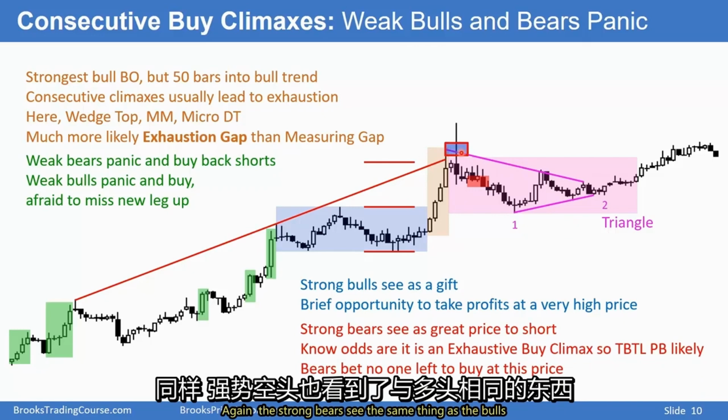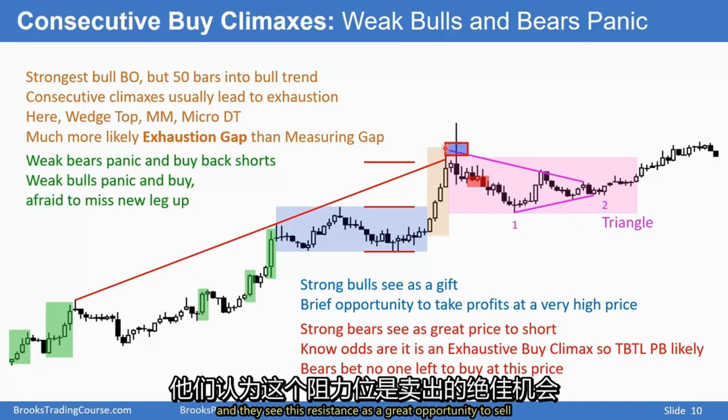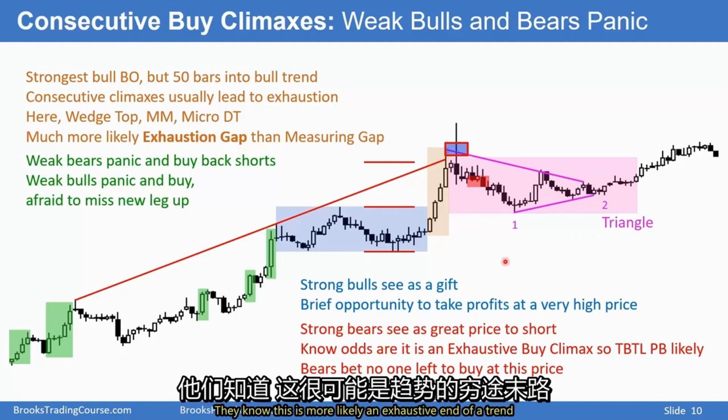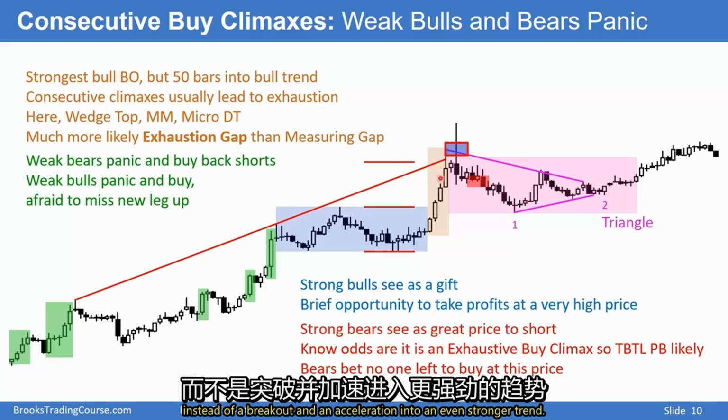Again, the strong bears see the same thing as the bulls, and they see this resistance as a great opportunity to sell, at least for a scalp, maybe for a swing. They know this is more likely an exhaustive end of a trend instead of a breakout and an acceleration into an even stronger trend.